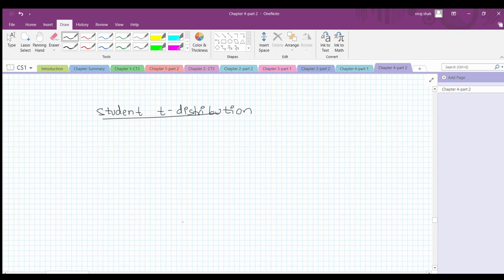Hey guys, the student T distribution is basically the last important distribution that you need to learn. After that, all the distributions we will do are basically useless. Those distributions are used in only 1 in 100 sums. So the probability of using that distribution is just 1%, okay?